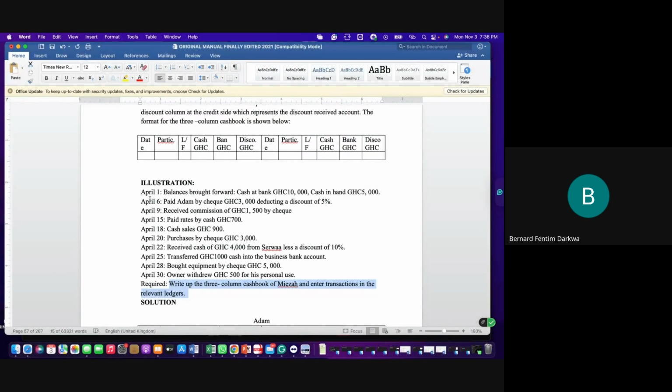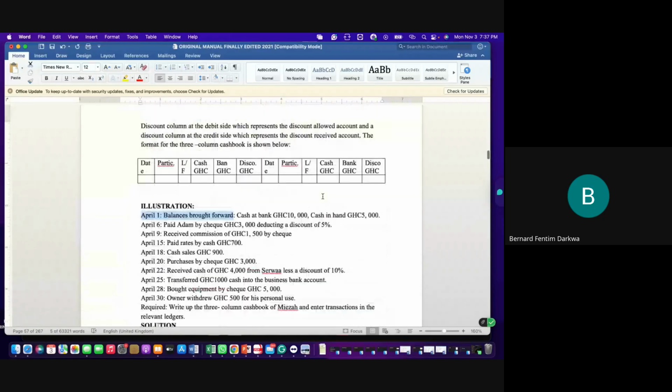So 1st April, you see that balances brought forward. When you say balances brought down, they are doing balance b/d in the accounts. This one is not debit or credit. You see cash at bank, then cash in hand. So before you start, you record that one first.